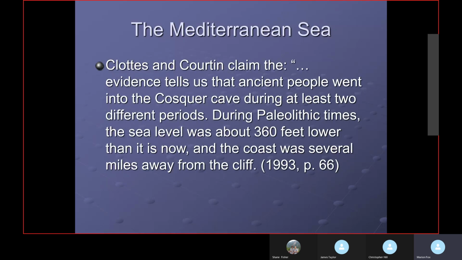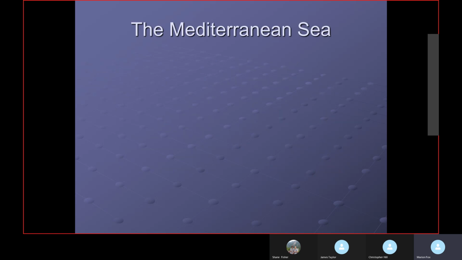These men claim that the evidence tells us that ancient people went into the Cosquer cave during at least 2 different periods. During Paleolithic times, the sea level was about 306 feet lower than it is now. Well, how do they know that? Well, apparently there's other evidence. And the coast was several miles away from the cliff. And so we're out here now. This shows that the sea level was much, much lower, 360 feet lower at least. And so we see the change in the sea level during this time.